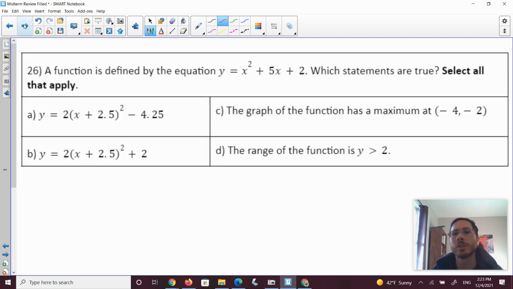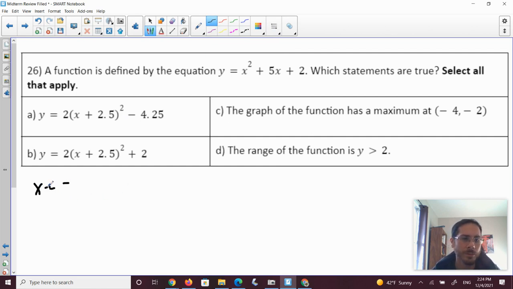26, we've got this function. Which statements are true for x squared plus 5x plus 2? So first thing we want to do, since we have to find the range, we have to find a maximum, and we need an equation. It really looks like we have to get the vertex. So we're going to get the vertex first.